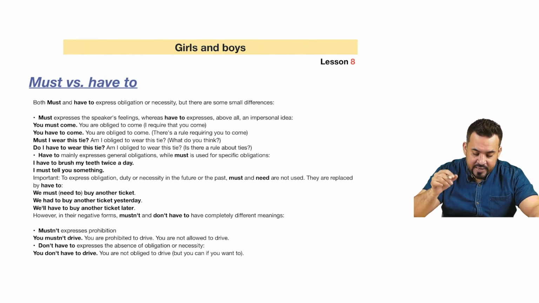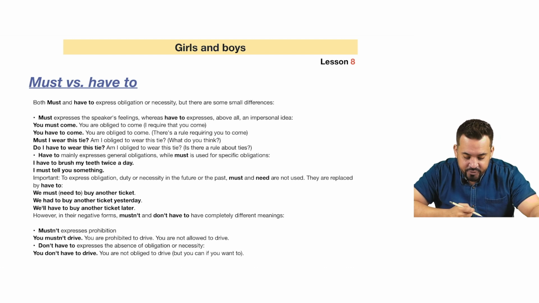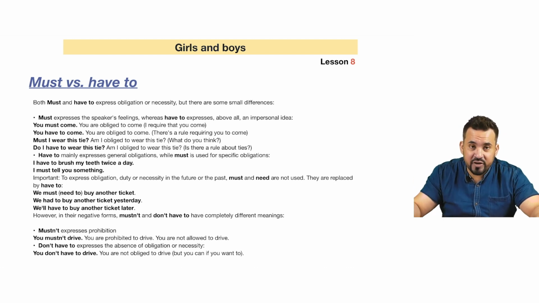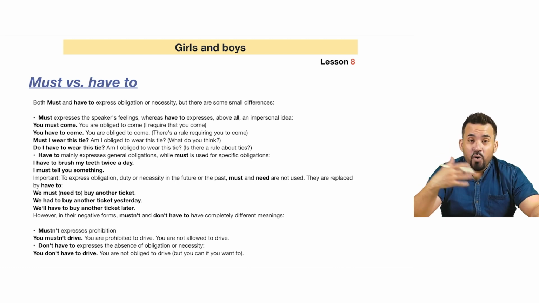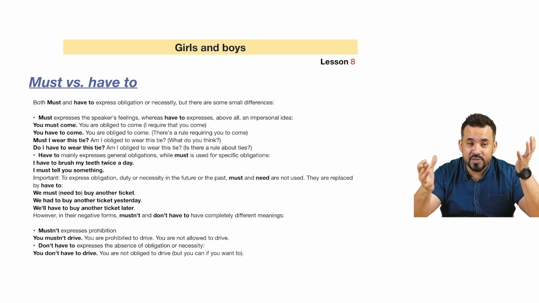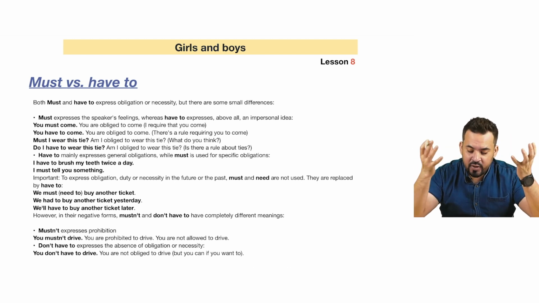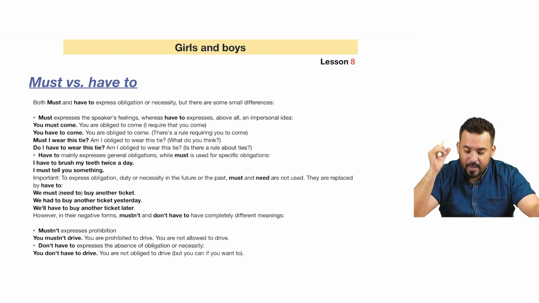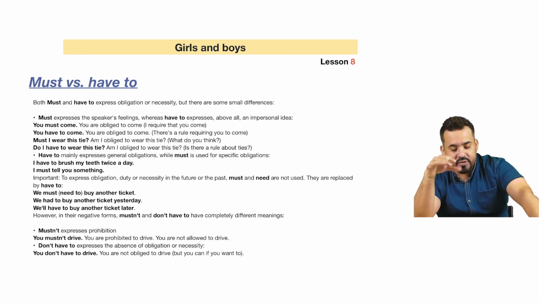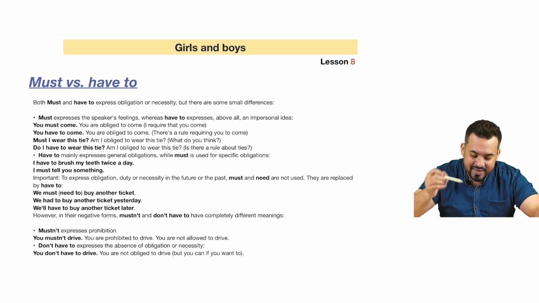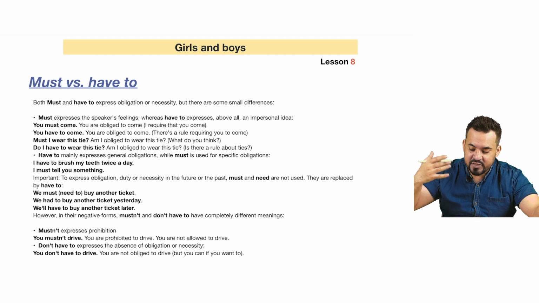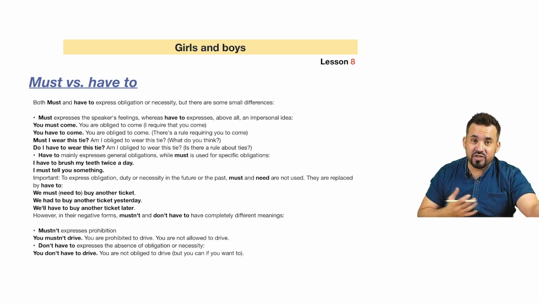All right, now let's take a look at must versus have to. Must and have to both express obligation or necessity. So they both express obligation and necessity, and also they both are used to give advice, but there are some small differences between the two. Let's take a look. Must expresses the speaker's feeling, whereas have to expresses above all an impersonal idea.